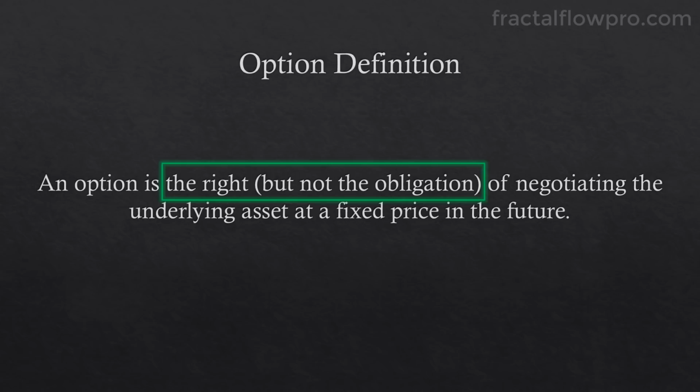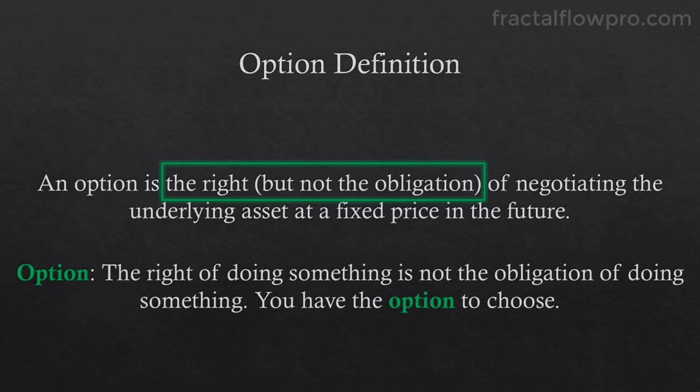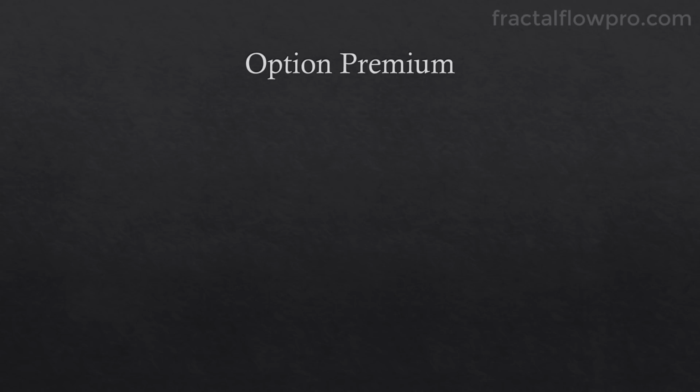The right of doing something is not the obligation of doing something, and that means you have the option of exercising the contract or not at the expiration, depending on the market conditions at that time. To have this right of negotiating the underlying asset at a fixed price in the future, the trader needs to pay an option premium. This works very much like an insurance policy. You pay for the right of having coverage in the case of an accident.